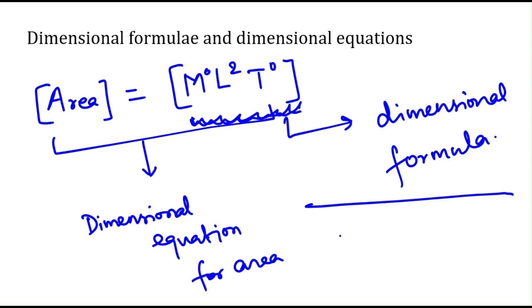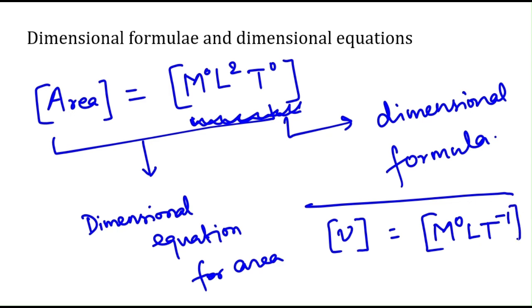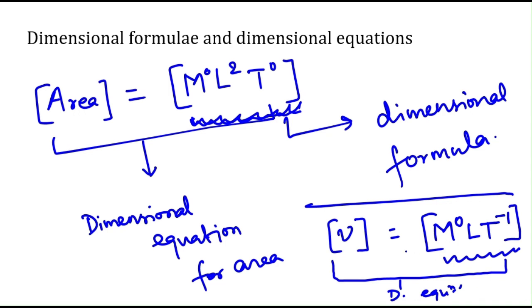Let's say we are representing velocity with this Greek letter epsilon. So we can write M to the power 0 L to the power 1, but we are not writing M to the power 0, we are looking at just L to the power 1 T to the power minus 1. So this is the dimensional formula for velocity, and if we are equating this dimensional formula to the physical quantity velocity, this is the dimensional equation for velocity. I hope you have got a clear picture about dimensional formula and dimensional equation.